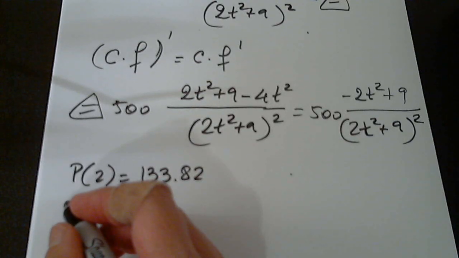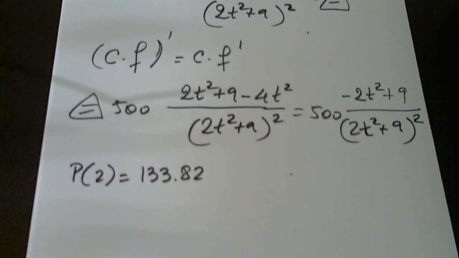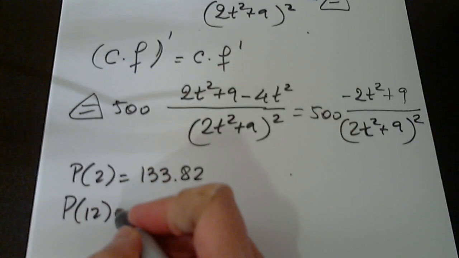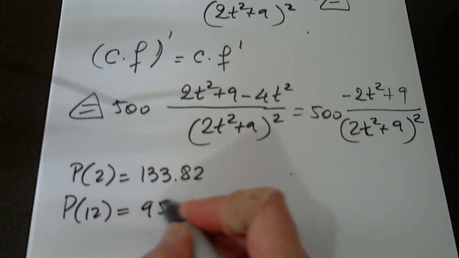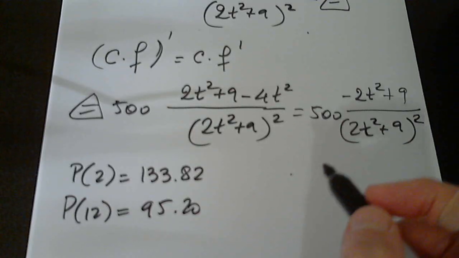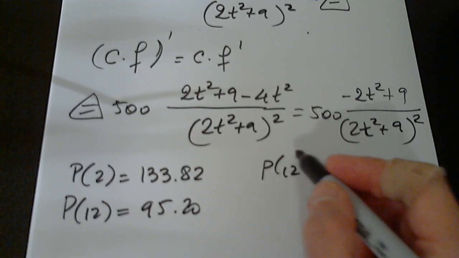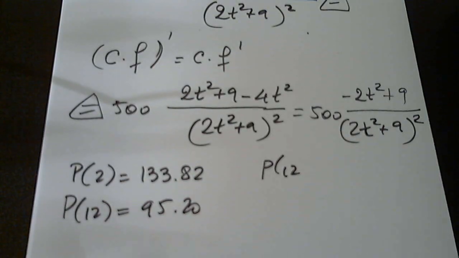Can you switch back to your screen, please? I'm sorry? Can you switch back to your screen? Yes, I just want to copy them. Oh. Yes. This time I did not forget. And P of 12 is 95.2. And P prime of 2. I meant to write P prime of 2.